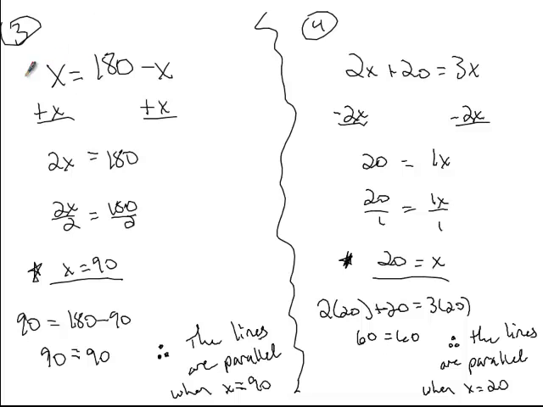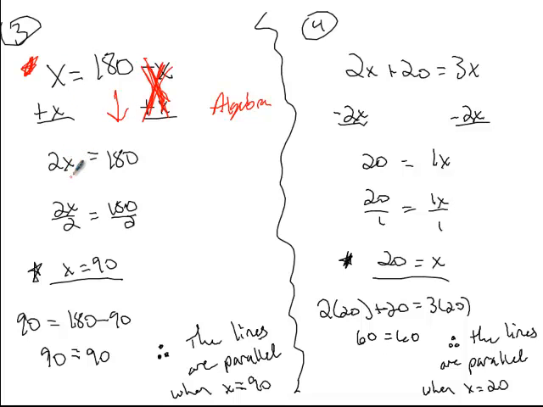Here, we see that x should equal 180 minus x. We took one angle and set it equal to the other angle. Now we use algebra to solve for x. We add x to both sides. When we do that, these x's cancel out. We drop down the 180 because we didn't do anything with it. x plus x gives me 2x.